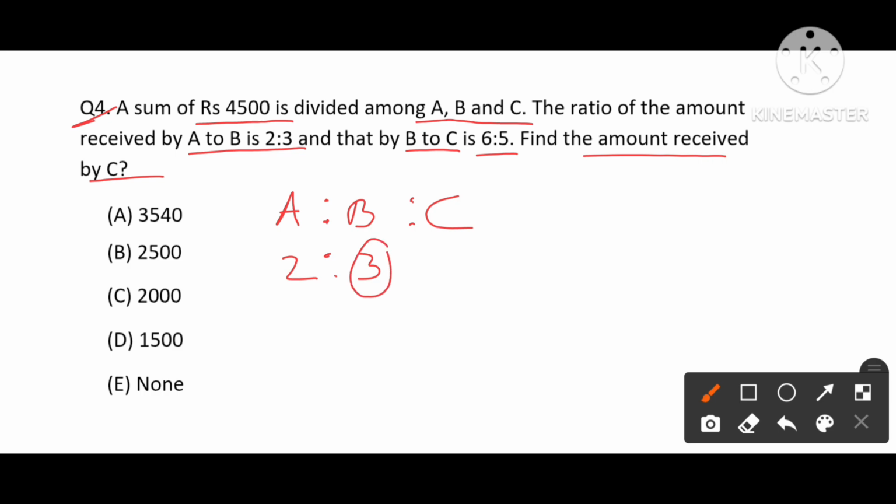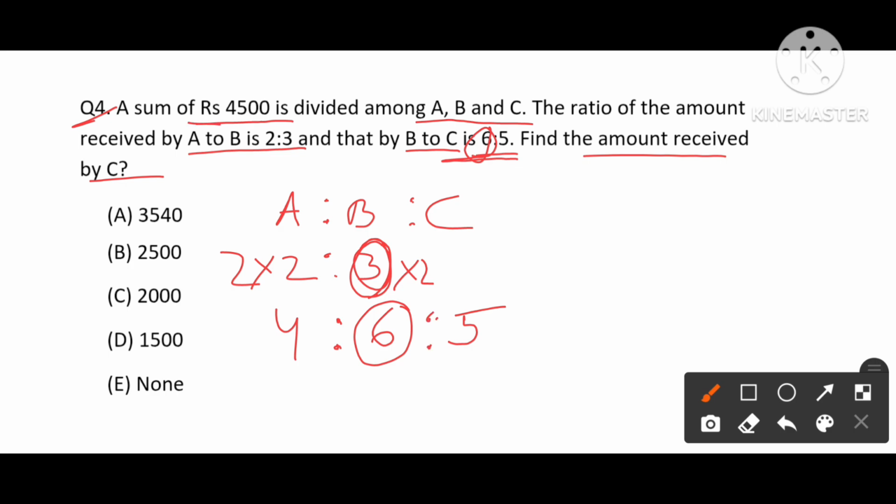So instead of B, here we have 6, here we have 3. So we are making them equal by multiplying these with 2. So 3 2 times, which will be 6. 2 2 times 4. Now in second one, B is to C 6:5. So B already it is 6. So it is 5. Now we have the ratios of 4:6:5.